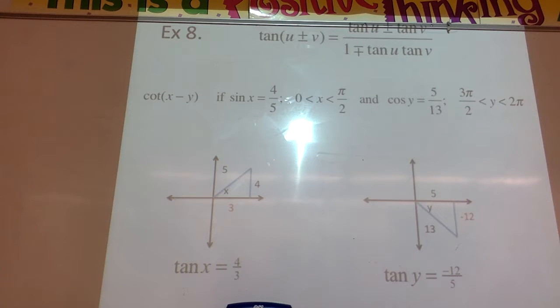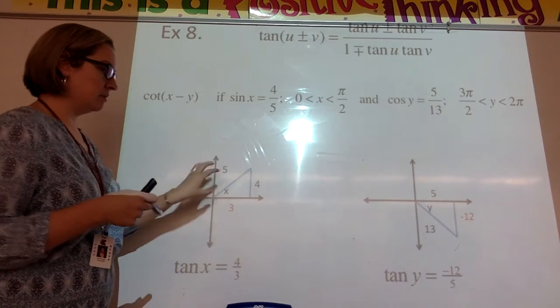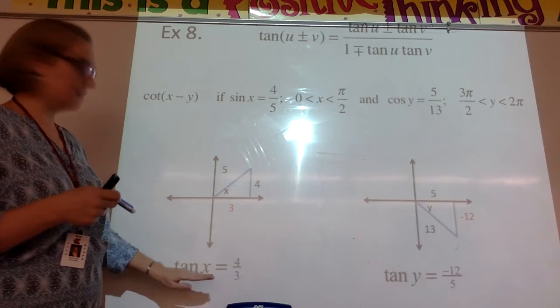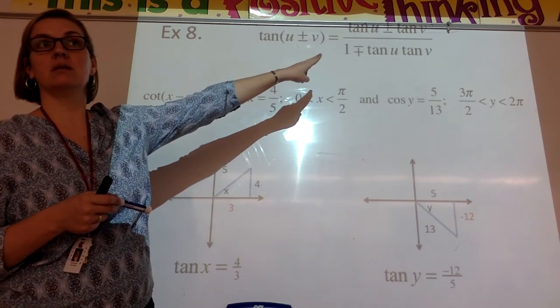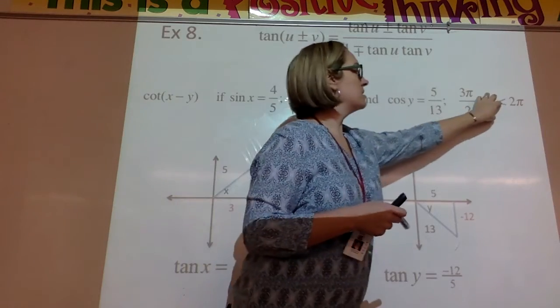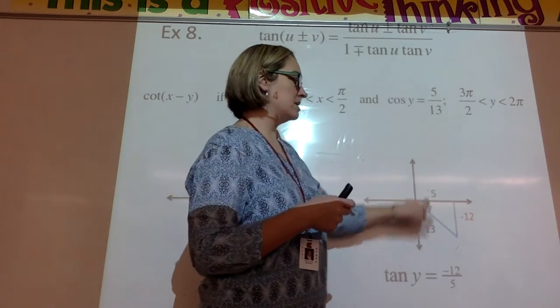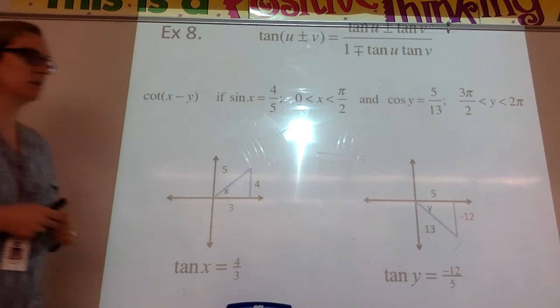Jumping right in, taking the first piece of information here, putting it in, doing Pythagorean theorem, telling me what tangent is. Why am I solving for tangent, not sine and cosine? Because my formula requires tangent. Taking the second piece of information, drawing it in the coordinate plane, labeling the sides, watching your signs, coming up with the tangent there.